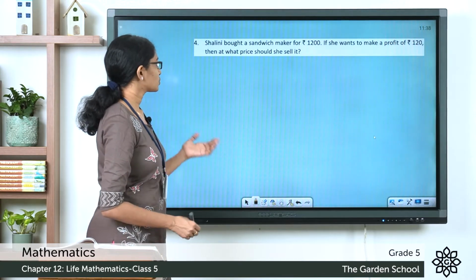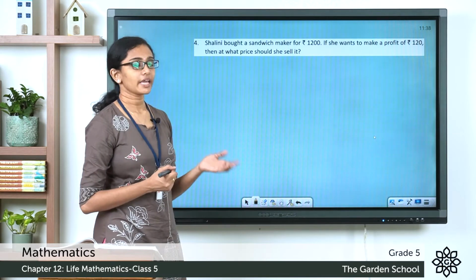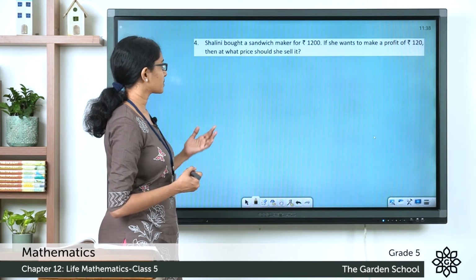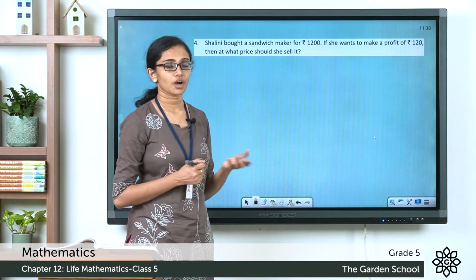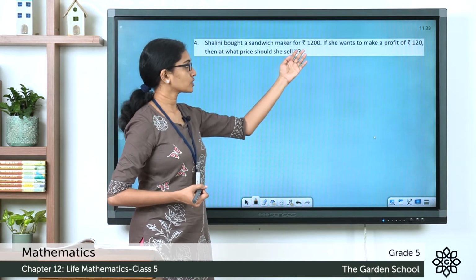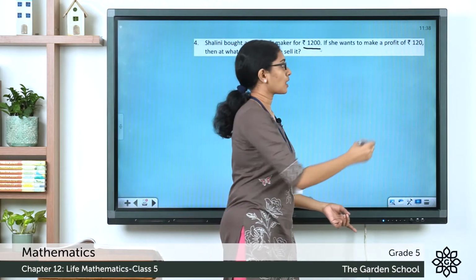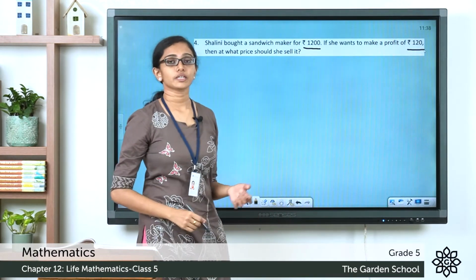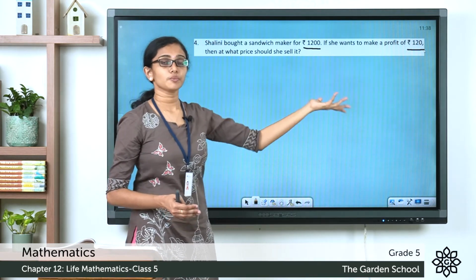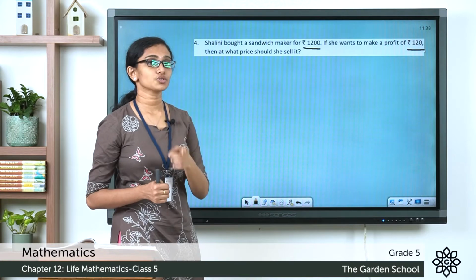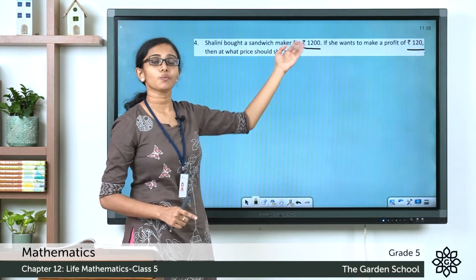Now the next one, Shalini bought a sandwich maker for rupees 1,200. If she wants to make a profit of rupees 120, then at what price should she sell it? So how do we find it? So the buying price or the cost price is given as rupees 1,200 and she wants to make a profit of rupees 120. So for Shalini to make a profit of 120, what should be the selling price? The selling price should be 120 rupees more than the buying price, that is 1,200.